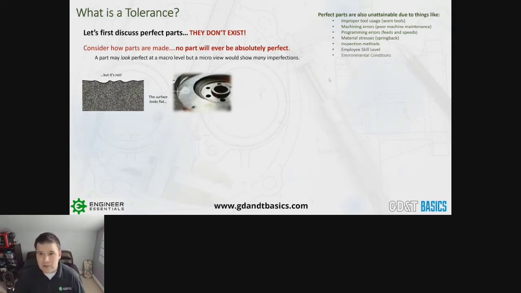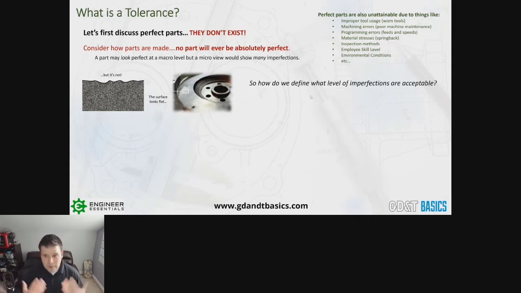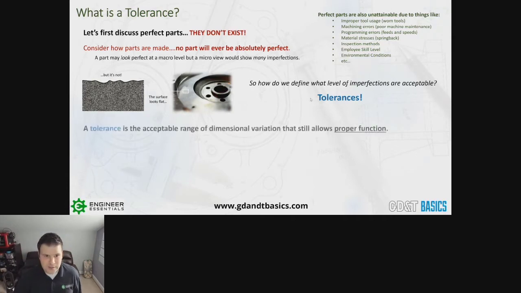The employee skill level, environmental conditions, you name it. It is impossible to always make your perfect part. The higher the volume too, the less likely you're going to have it. So how do we define what level of imperfection is acceptable? Well, that's where we get into tolerances.